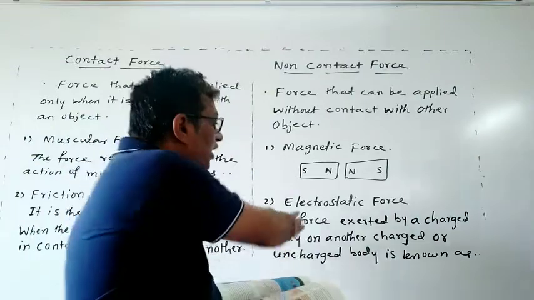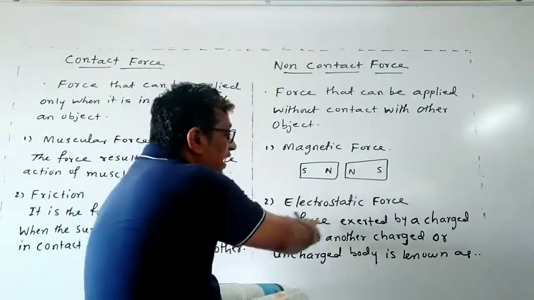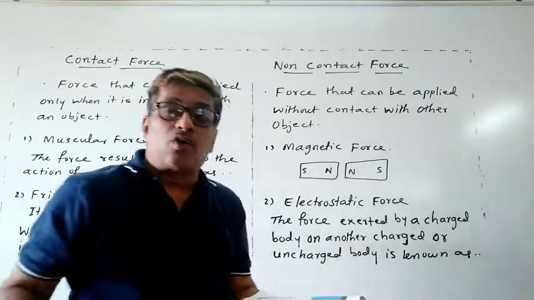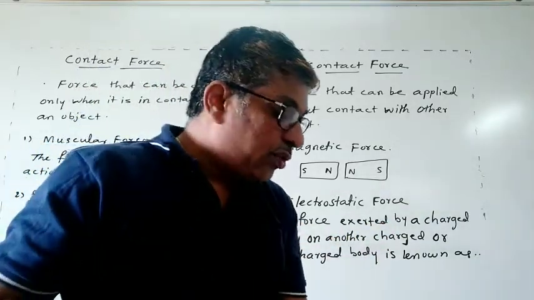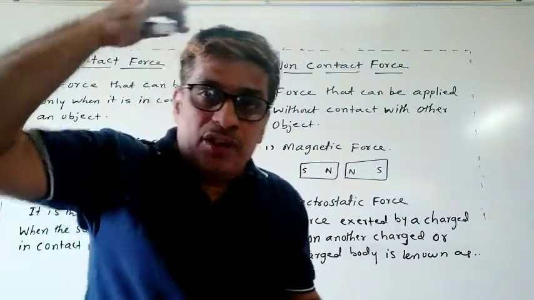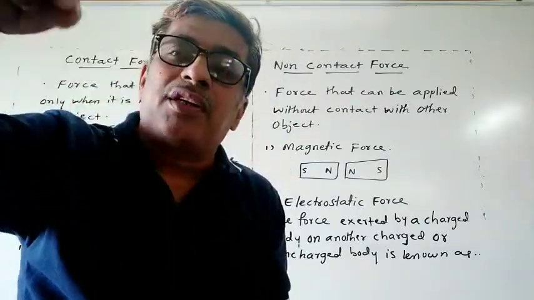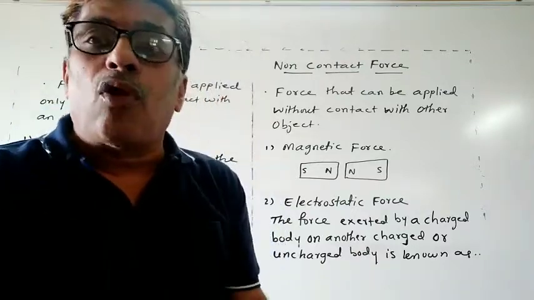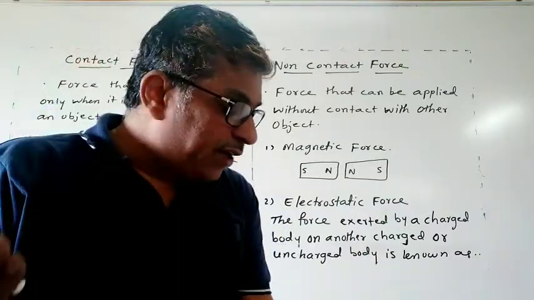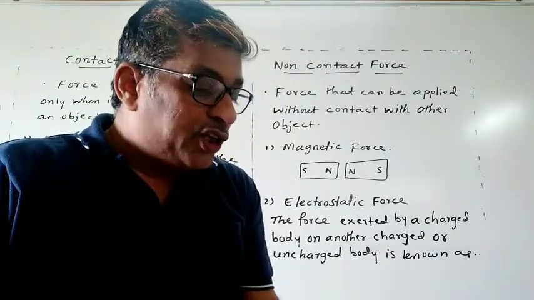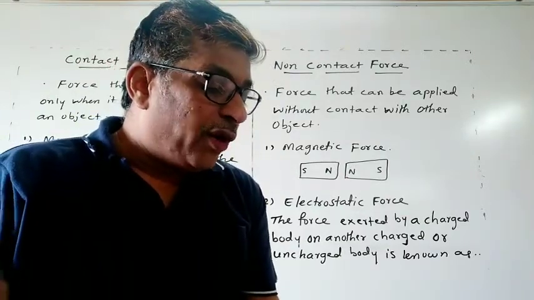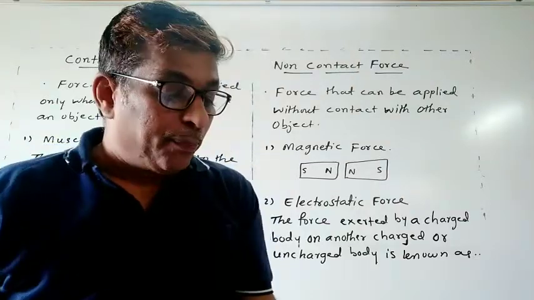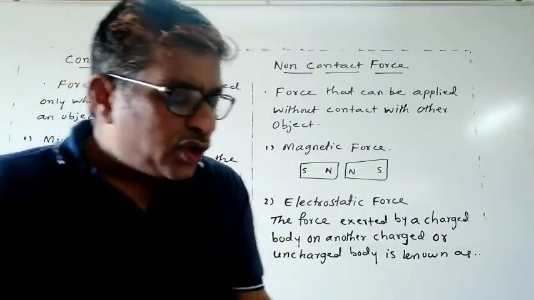What do you mean by electrostatic force? The force exerted by a charged body on another charged or uncharged body is called electrostatic force. For example, if you move a comb and bring it near small pieces of paper, the papers move. This is an example of electrostatic force. You can take another example: a straw acquires an electrostatic charge after it has been rubbed with a sheet of paper.